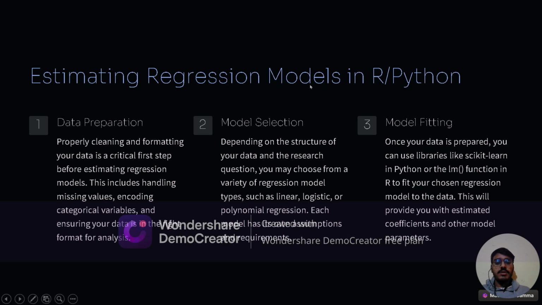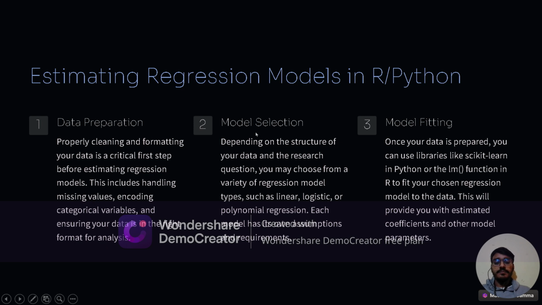Estimating regression models in R and Python. The first process is data preparation. In data preparation, properly cleaning and formatting your data is a critical first step before estimating a regression. This includes handling missing values, encoding categorical variables, and ensuring your data is in the right format for analysis.